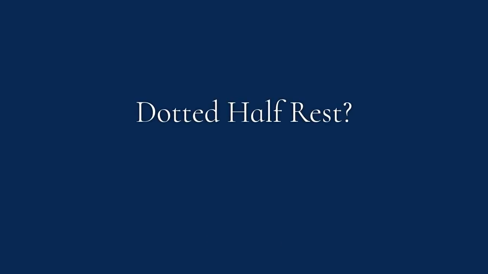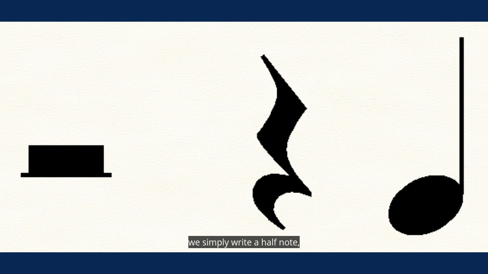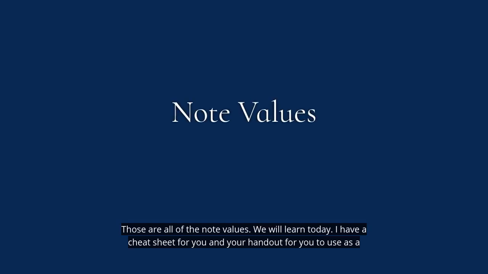Okay, what about the dotted half rest? It is not customary for us to use a dotted half rest. If we want 3 beats of silence, we simply write a half rest followed by a quarter rest like this. Those are all of the note values we will learn today. I have a cheat sheet for you in your handout for you to use as a reference.